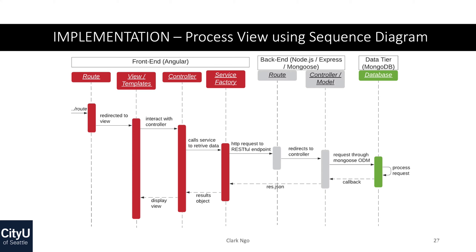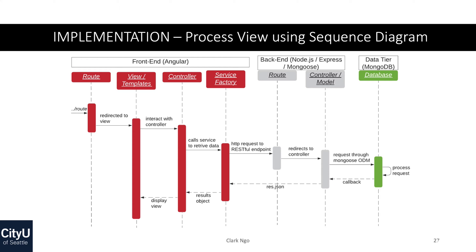So for the process view, again, we have the front end, back end, and data tier. The red ones are the front end, and we basically interact first with the route. The route will be redirected to the respective view, and the view would now interact with the controller, and the controller calls the service to retrieve the data.